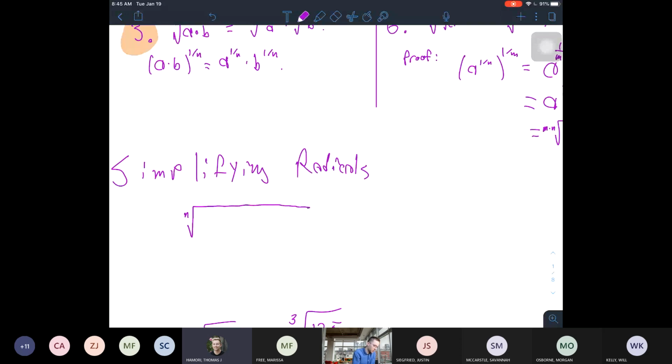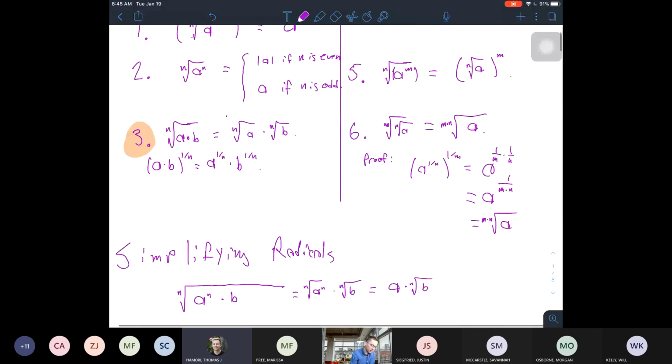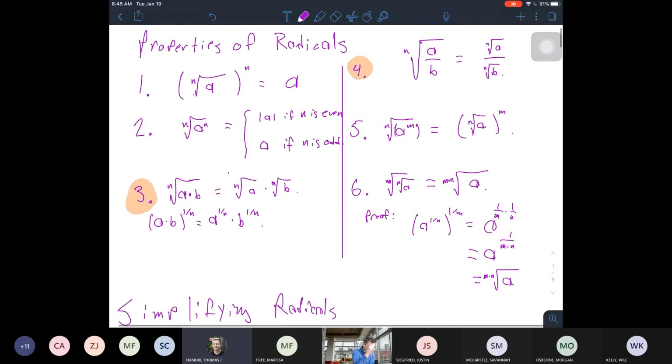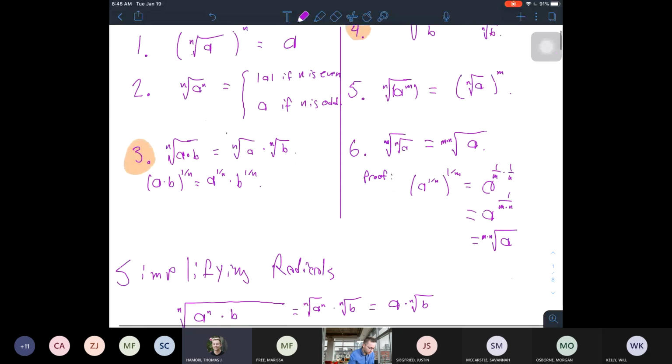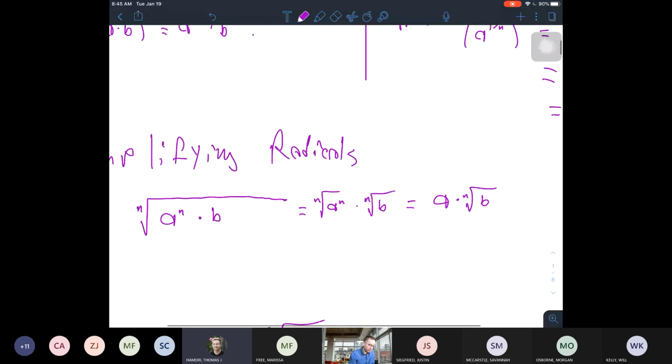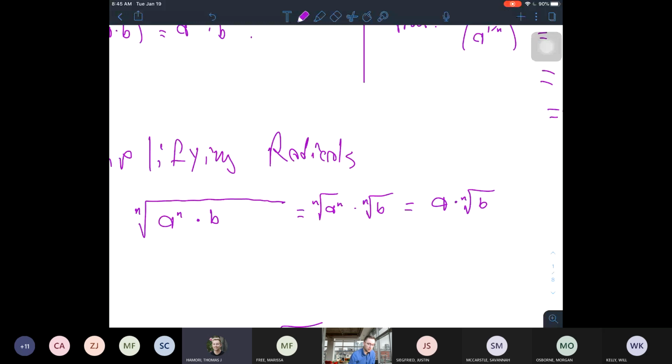if we have inside here a bunch of things being multiplied, say we have a to the power n times b. We can rewrite this as the nth root of a to the power n times the nth root of b, and that would be equal to just a times the nth root of b by property number, I don't know, one? No, not one. Yeah, it's one and five together that are kind of giving us this line of reasoning.